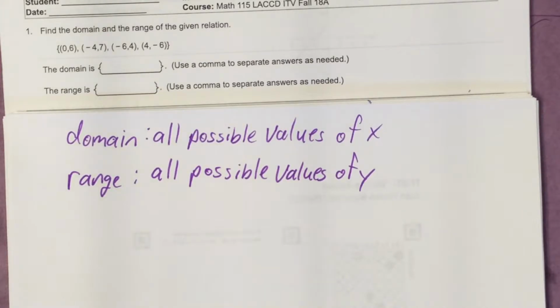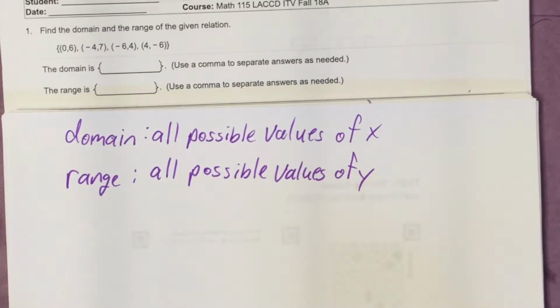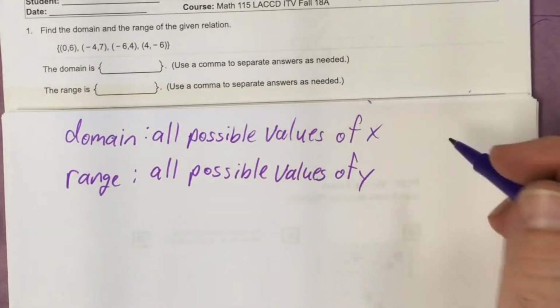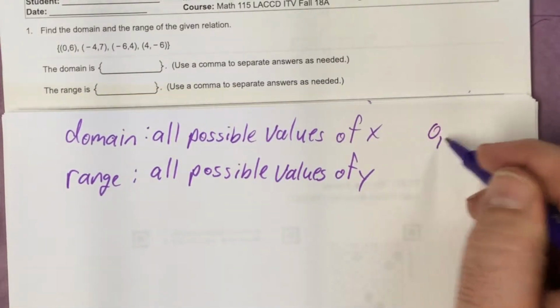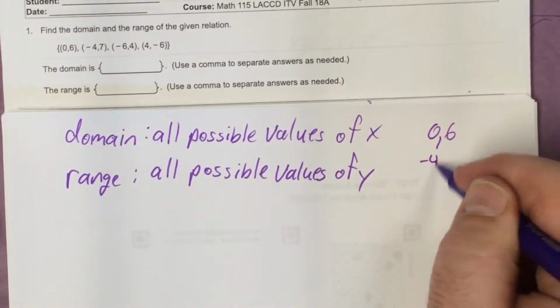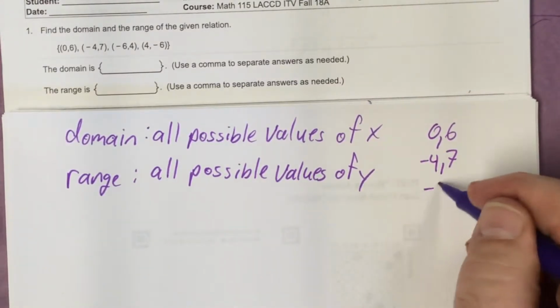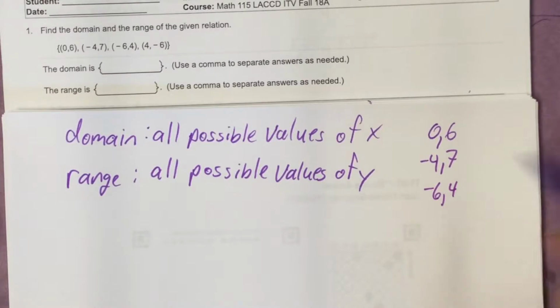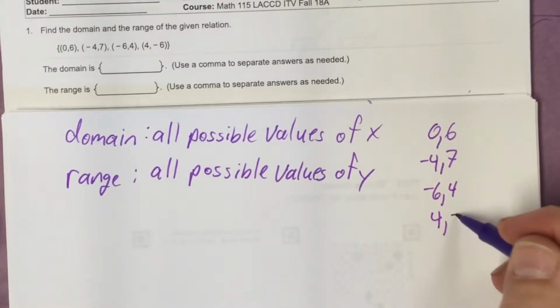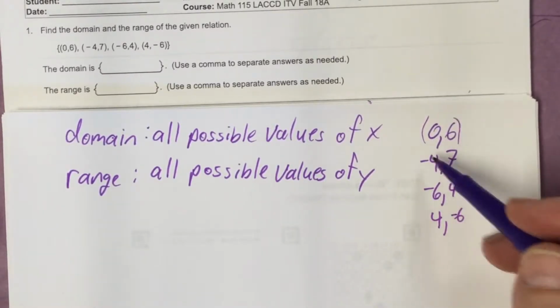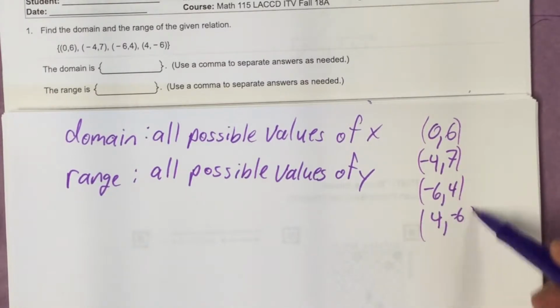That could be a set of points. It could be a table. It could be a graph. And it also could be an equation. So we're going to explore some of these today. The 4 points we're given, and I'm going to write these vertically, are going to be the points (0, 6), (-4, 7), (-6, 4), and (4, -6). So these are my 4 points.